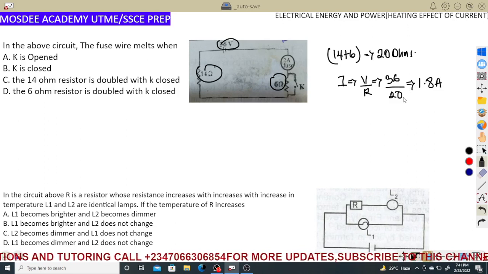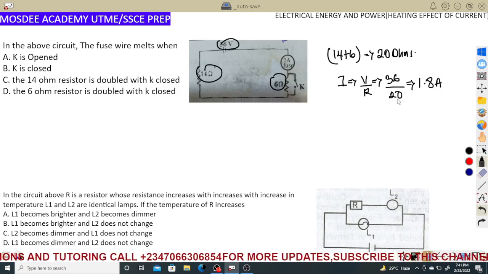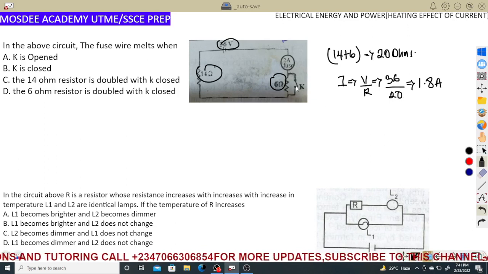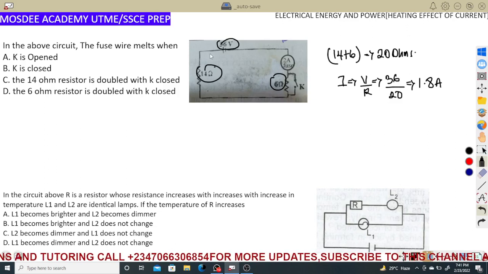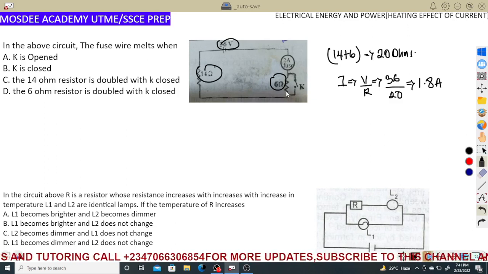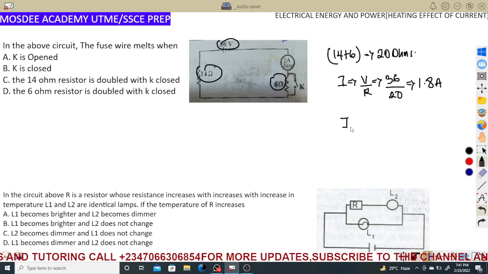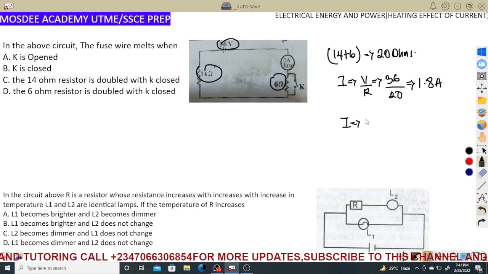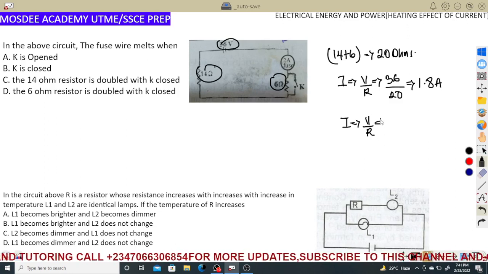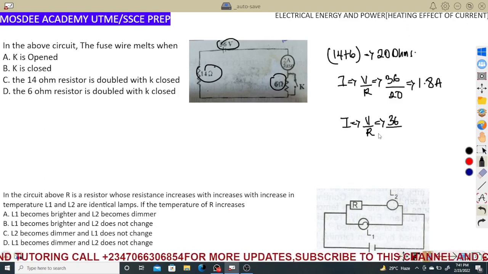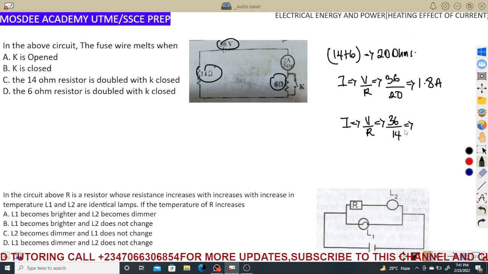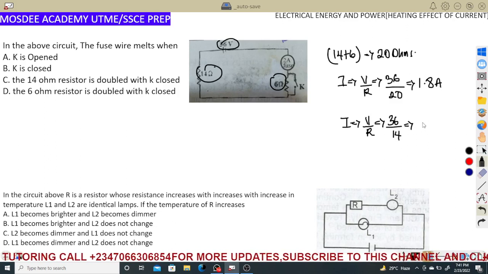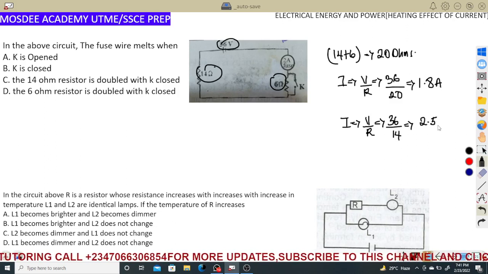Please note, the fuse will melt when the key is closed. Listen, if this is closed, the only current that will flow through this is the 14 amps, which you know. The resistance will only be 14, as this one will not flow. So we can say V over R directly. The V here is 36, and the resistance is now 14. 36 divided by 14 will be greater than 2. Let's press it: 36 divided by 14 should be about 2.5.